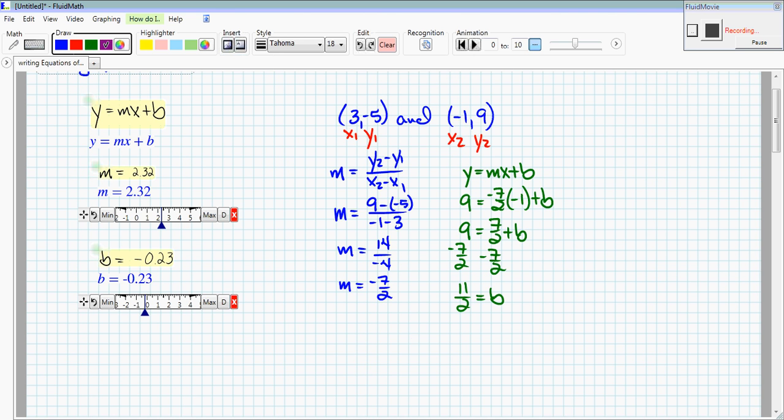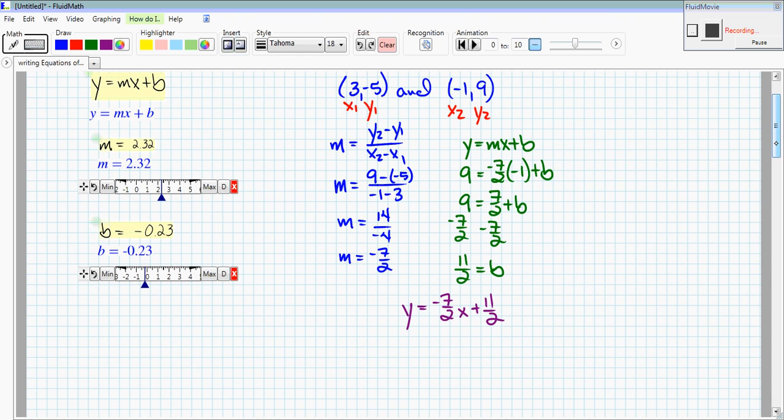Alright, what we're going to do is write this equation: y equals negative 7 halves x plus 11 halves. We're going to graph this line, we're going to graph these 2 points, and we're going to make sure these 2 points are on this line. The way that we do that is we come over to our math function, which is clicked in the top left corner. Now your handwriting has to be fairly decent.